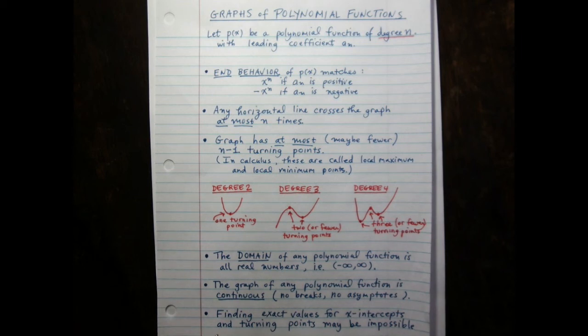And finally, finding exact values for x-intercepts and turning points may actually be impossible. And we don't have to worry about that in our class. But in the last example that I graphed, I didn't really hit the turning points exactly. I just sort of approximated them. And it can be very difficult to find, and sometimes it's impossible.